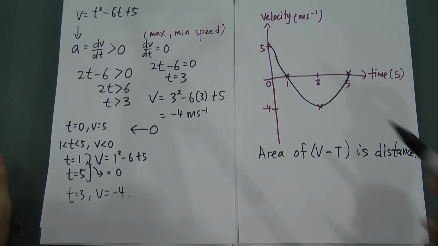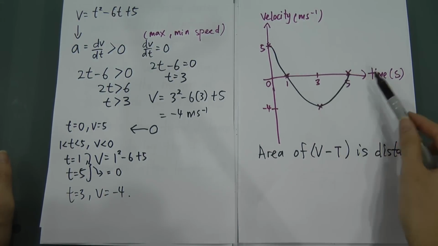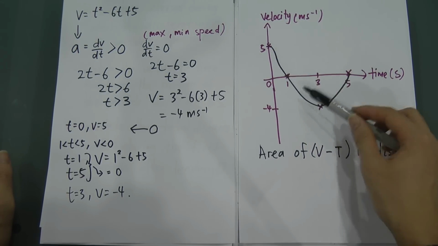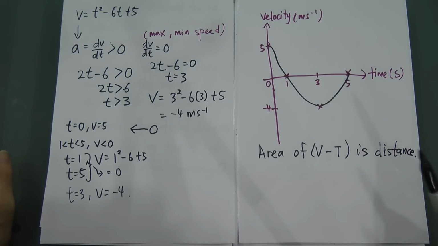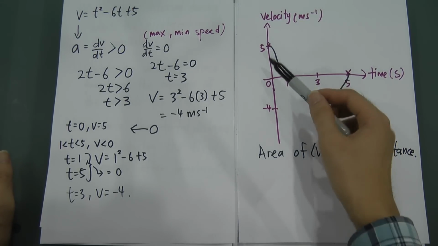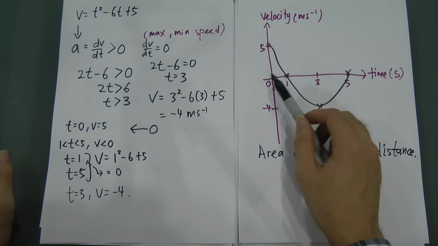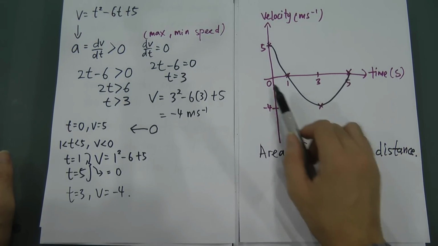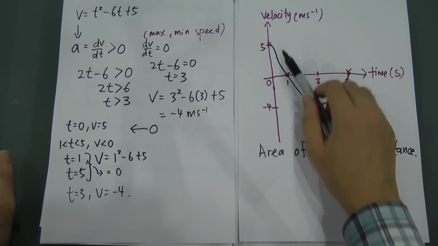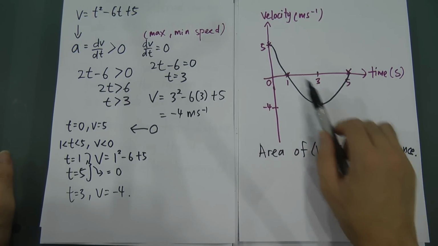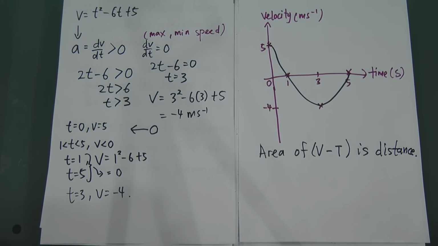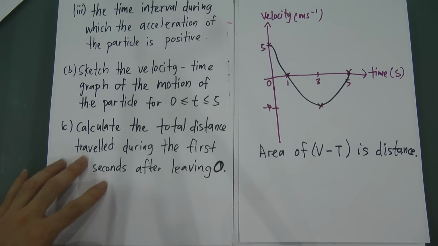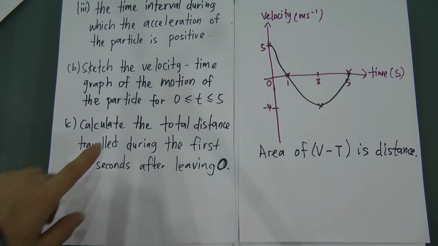Therefore, when we want to find the total distance traveled in the 5 seconds here, we must integrate separately the positive area and the negative area. Remember, you cannot straight away integrate from 0 to 5. You have to integrate from 0 to 1 first and then 1 to 5, because here you got a negative value. If you integrate together, you will get the positive value minus the negative value, then you will get a very small value, which is wrong.